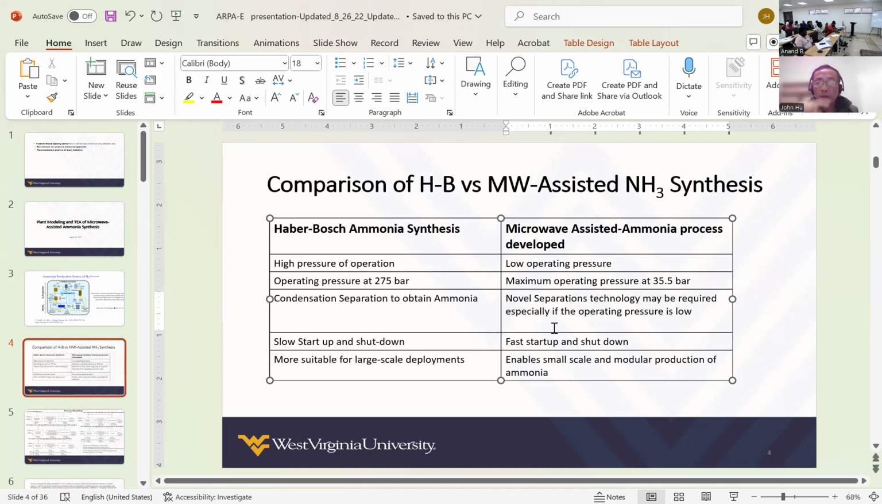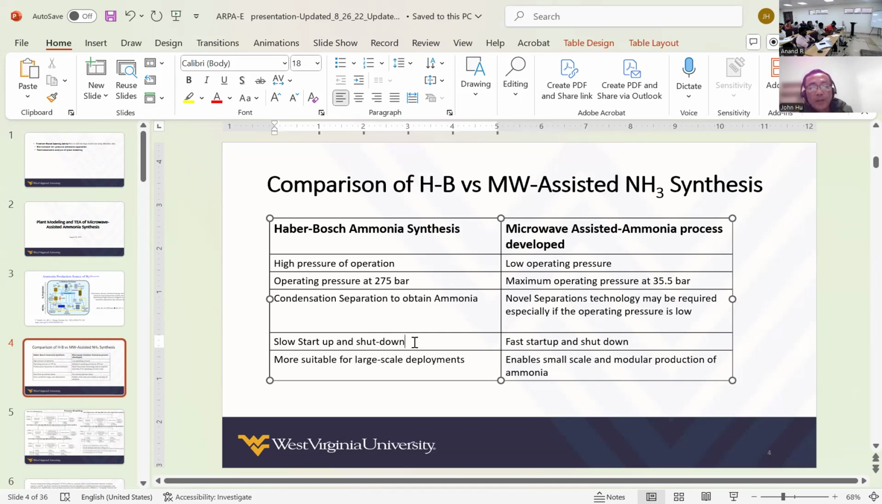and because we lower the pressure, the recycle and the recondensing are not needed because it's a low pressure operation. You don't have to recompress this gas, or you only need a little bit of pressure to recompress it because the decrease of the pressure is not that much. And then there's the fast start up and shut down.